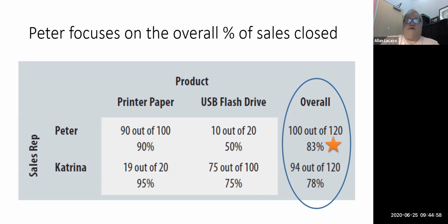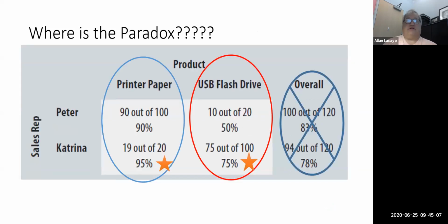Now, if you actually look at the closing rate on a product by product basis, you see the contradiction there. When you look at printer paper sales, Katrina closes 95% of her deals, which is better than Peter's 90%. And when you look at USB flash drive sales, Katrina closes 3/4 of the sales, which is more than half, which is Peter's closing rate. So in effect, Katrina is better at selling printer paper. Katrina is better at flash drive sales.